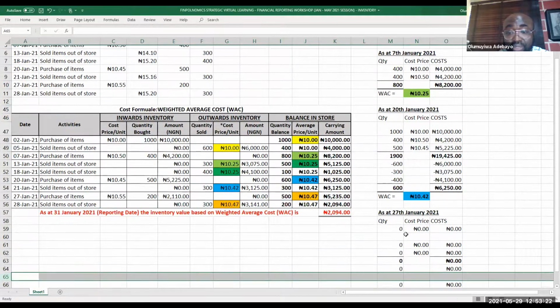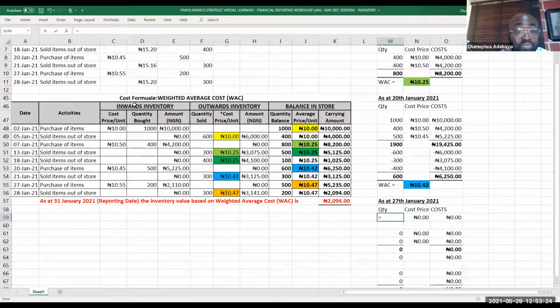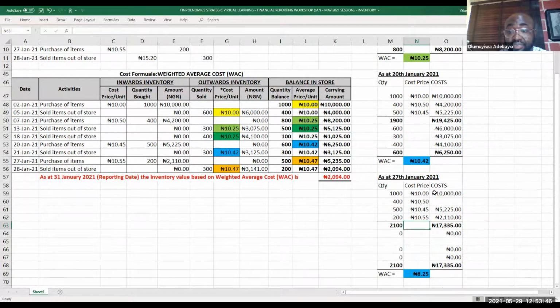Now let me pick it one by one. What's the total quantity you purchased? 1,400, 500, 200. At what price? 1,050, 1,045, and 1,055.